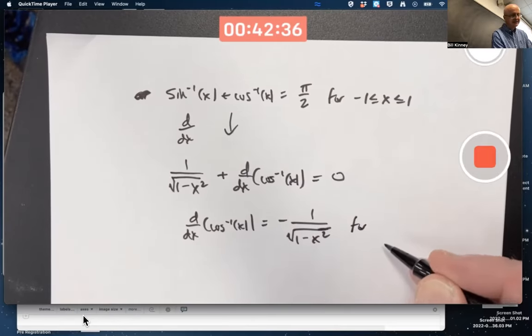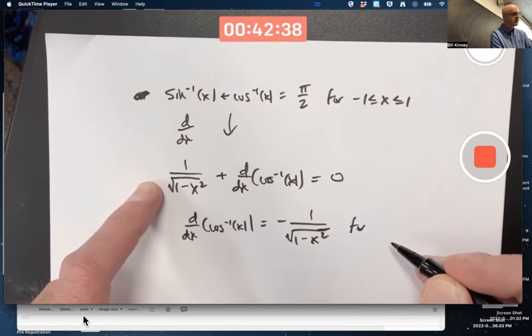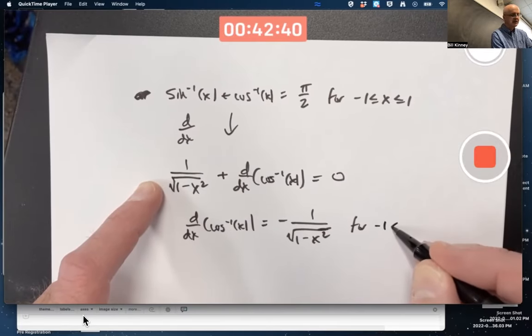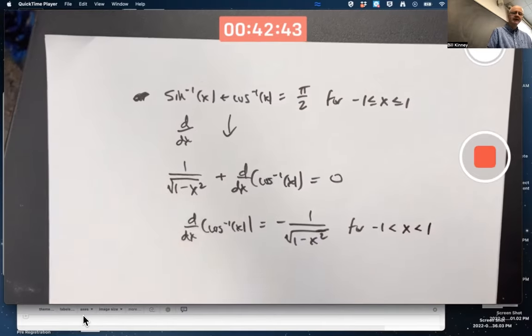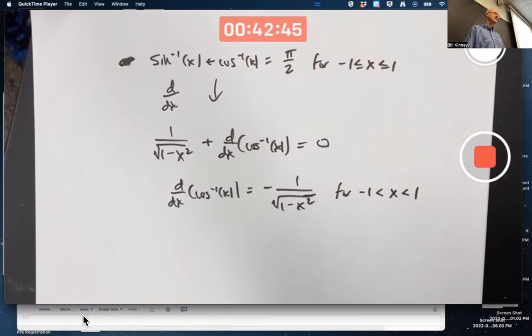And evidently, since the derivative of inverse sine is only true for x strictly between negative 1 and 1, this is also only true when x is strictly between negative 1 and 1, not the endpoints.